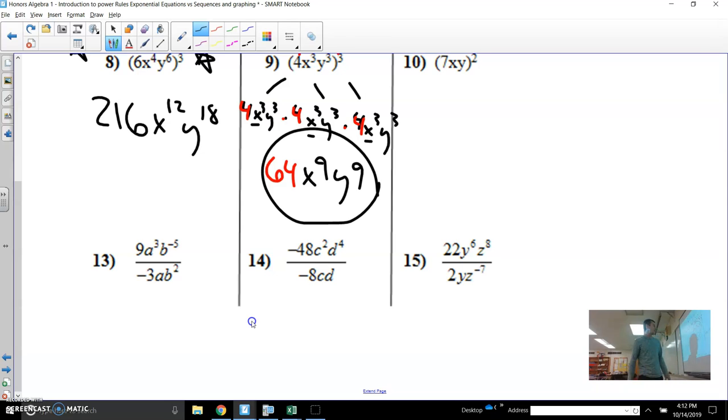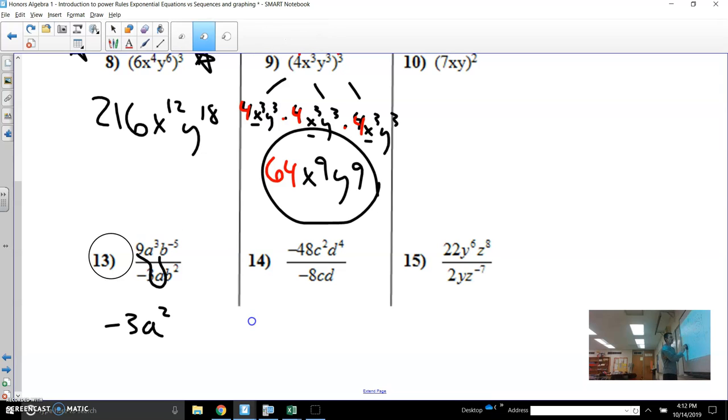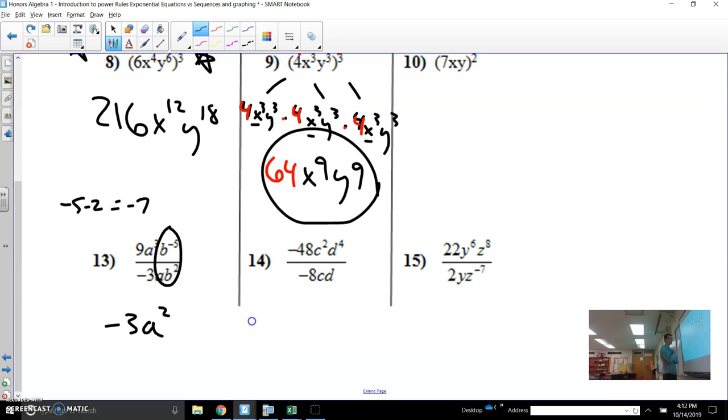Scrolling down, first thing I see with division is the coefficients. 9 divided by -3 would be -3. I think about the a's. The a's would have 3 minus 1, which would be 2. And because that came out to be a positive, I know it's going to be in the numerator. And then this last one, if I was to do -5 minus 2, you get -7. So that's like b to the -7 there. But really that's trying to tell me that there are 7 more in the bottom.